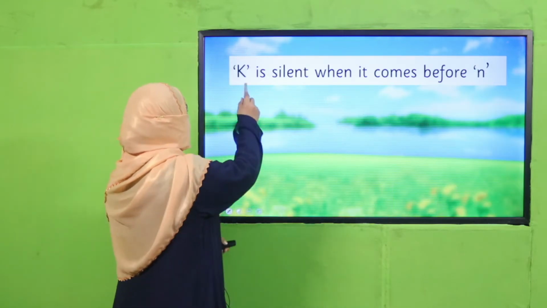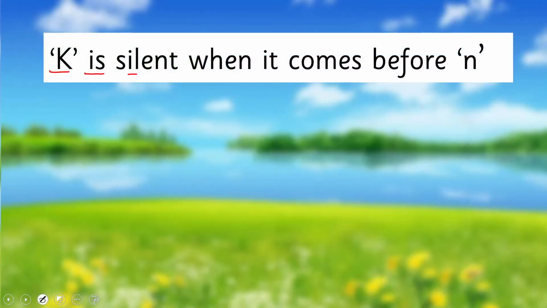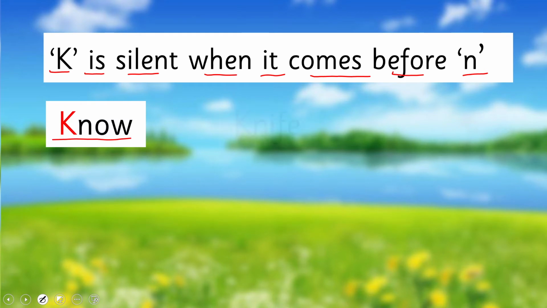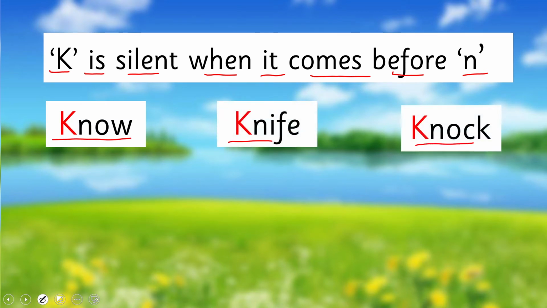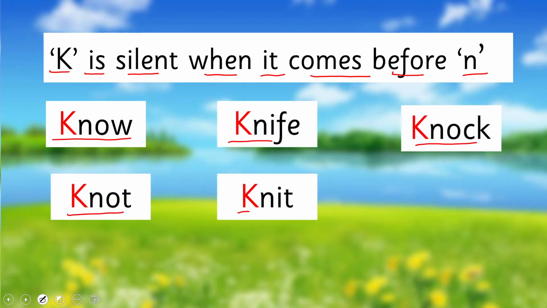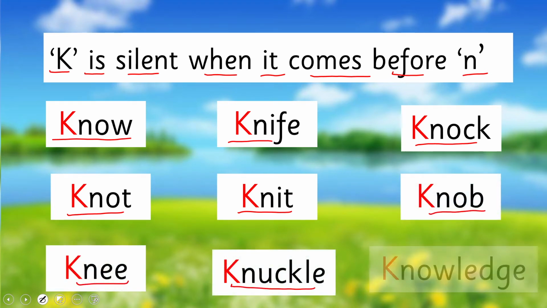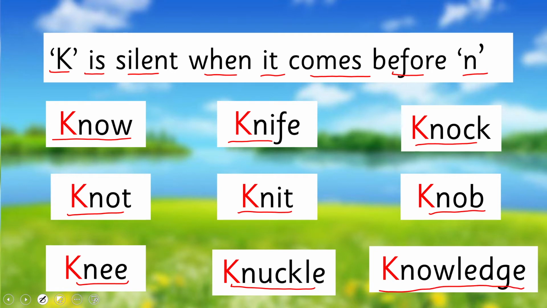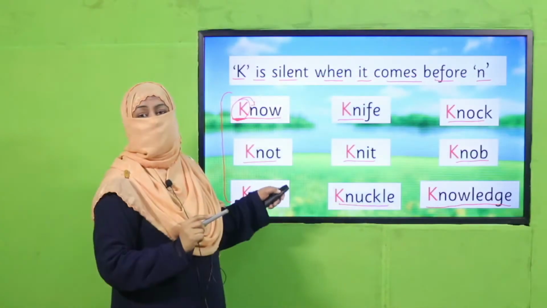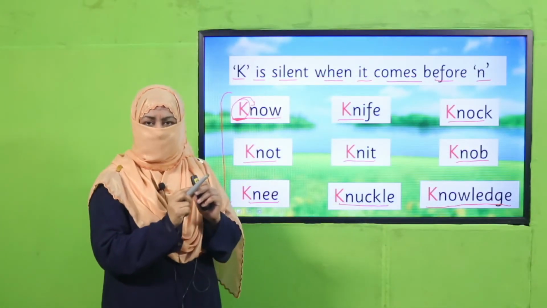The other example which we have learned is of K. K is silent when it comes before N. For example, know, knife, knock, knot, knit, knob, knee, knuckle, and knowledge. In all these cases, we write this K, but we don't pronounce it. Why? Because K is followed by N, and this N makes this K mute, and the word starts with the next sound. Do you understand?